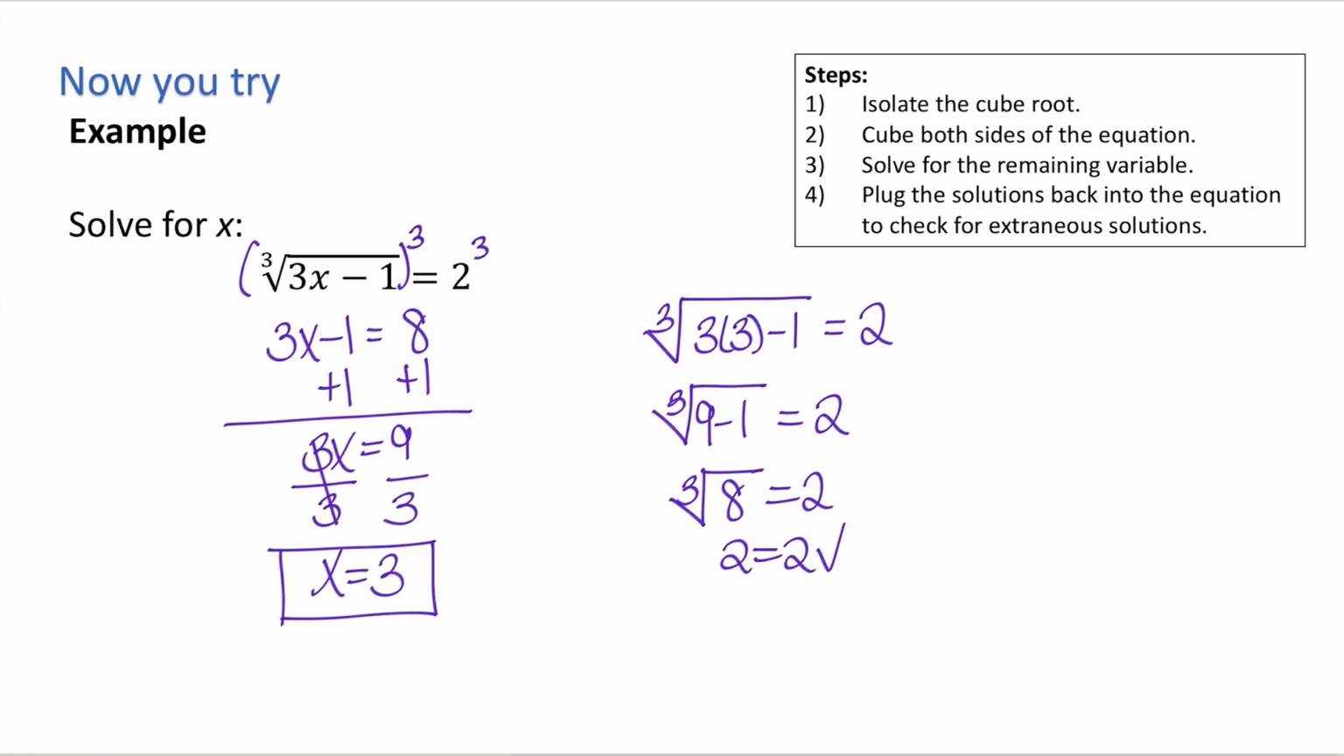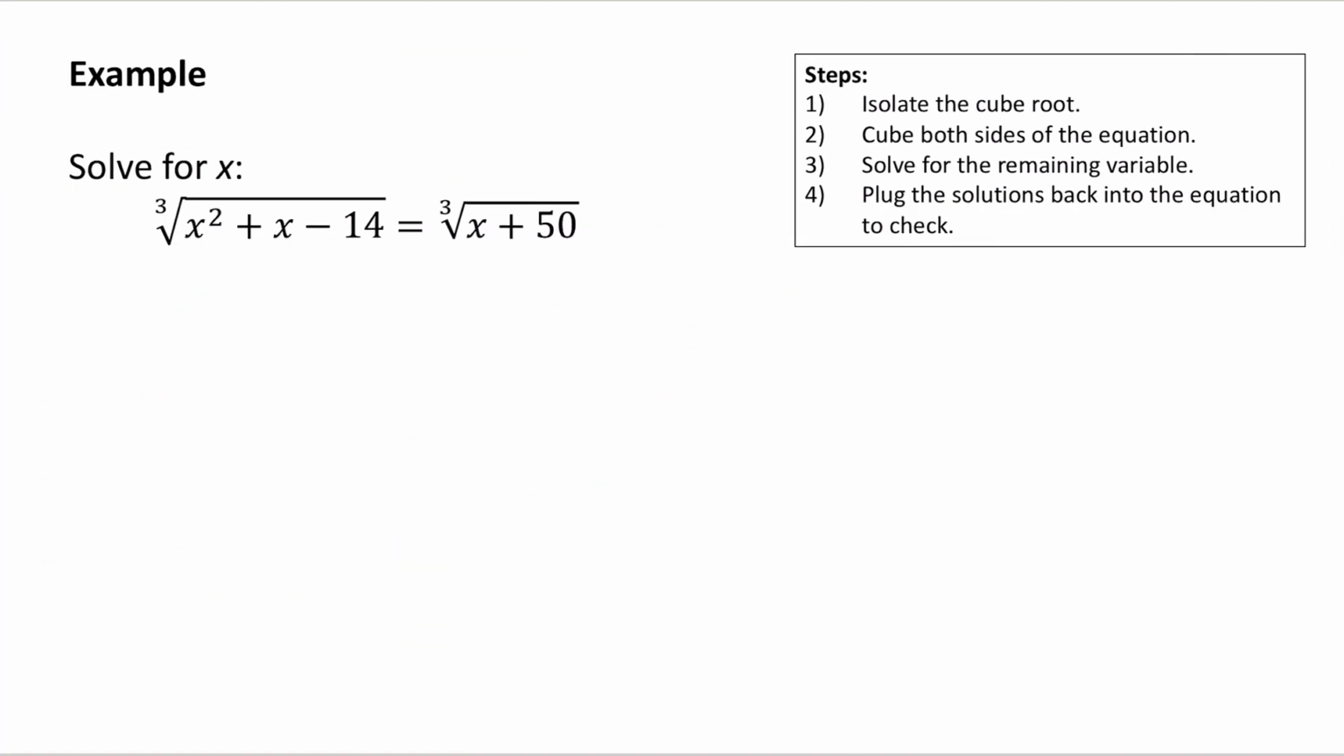In this problem, the cube root is already isolated, so we can go ahead and raise both sides of the equation to the third power. When we do that, we get 3x minus 1 equals 8, and then solving for x gives us x equals 3. If you plug x equals 3 back into the equation, it does in fact prove the equation true. Now let's try this problem.